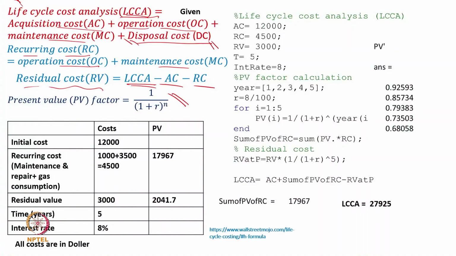So let's take an example here. The initial cost for something we have to pay is around 12,000, and the recurring cost is 4,500 per year, and the final disposal cost is what we are going to get. The residual value is 3,000, and the time frame is 5 years. The rate of interest is 8%, that was the expectation for us. So 8% here. Now everything needs to be changed to present time.